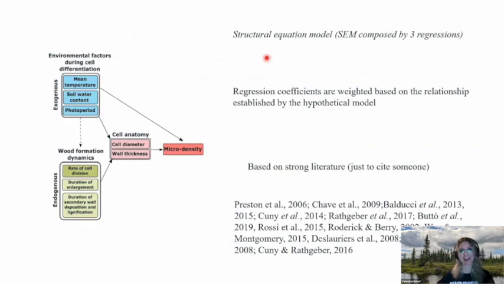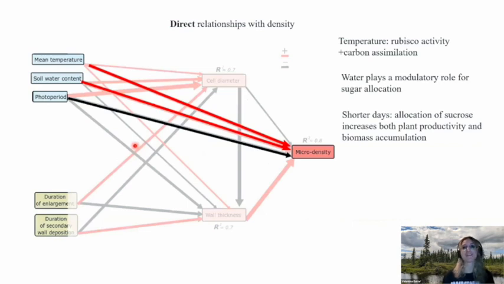Then, how can we explain that better? We can build a model, a structural equation model. It's a system of regressions in which you can establish direct and indirect relationships between the variables. You can see here, we make what we call a hypothetical model, which is based on literature and that helps us disentangle all the quantitative relationships. And what did I find? I found that there is a portion of variability of microdensity that is explained by direct relationships between environmental factors and microdensity.